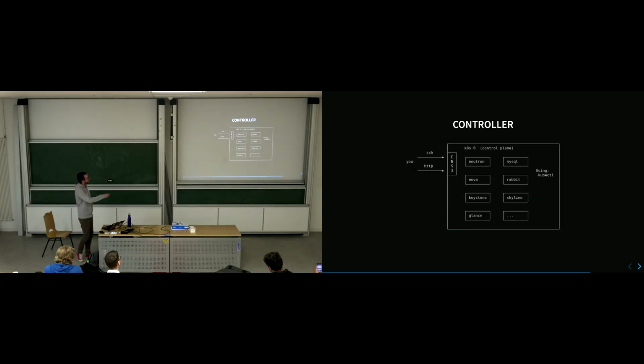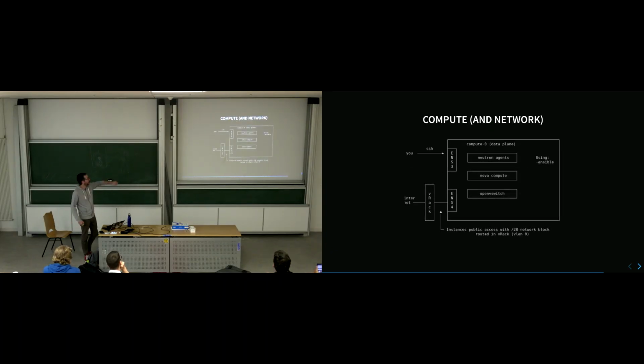Here is a quick overview of the controller part. So the controller, I will have access to through SSH or HTTP, only one network interface. And every OpenStack component, the control plane at least, will be deployed within Kubernetes as containers. So the only tool I need there is kubectl. Actually, this will be my main machine that I will connect on to manipulate my OpenStack.